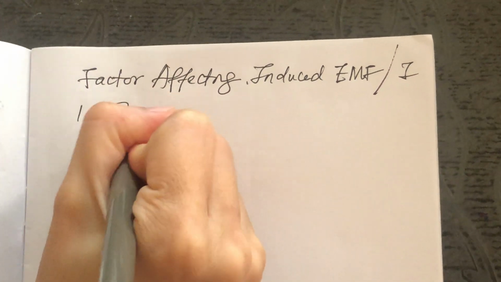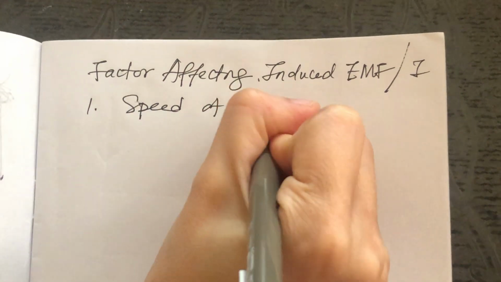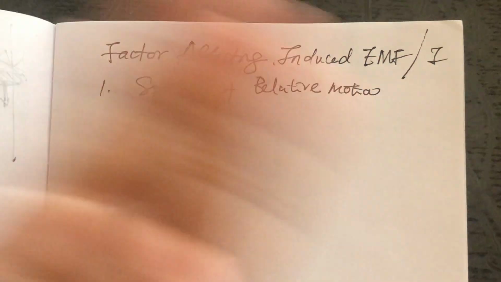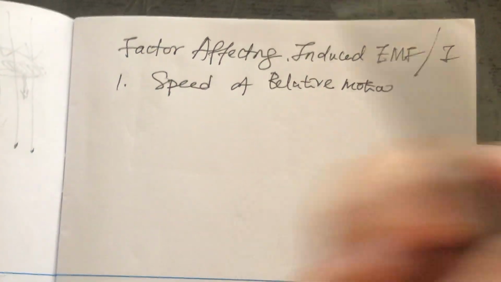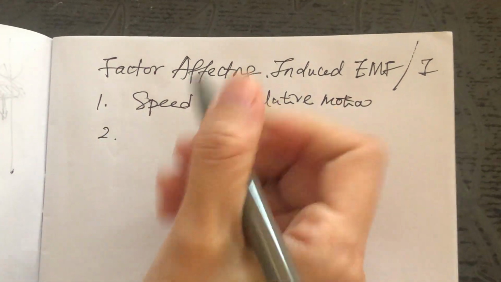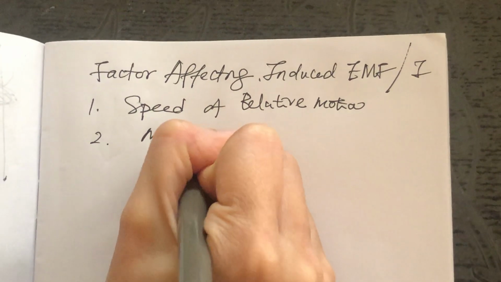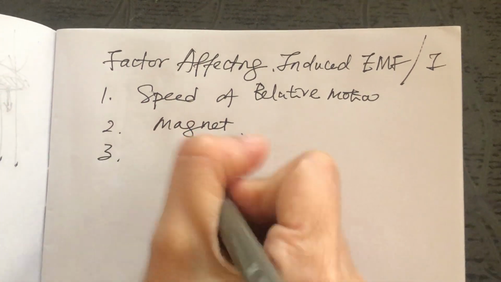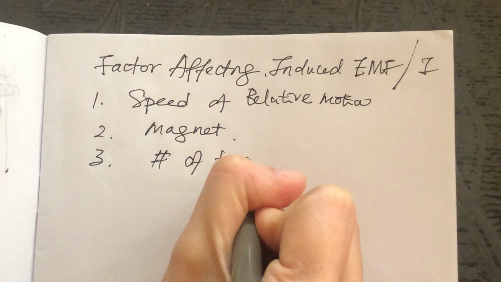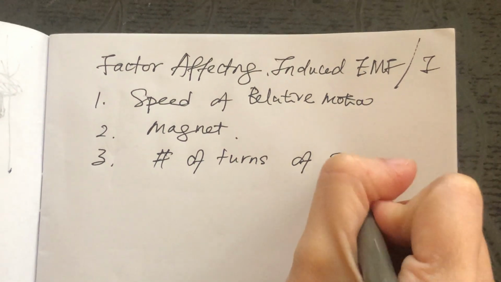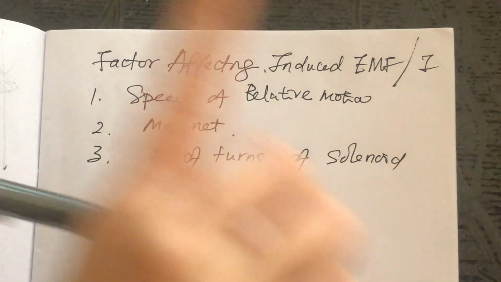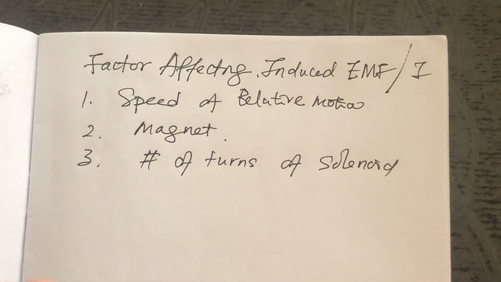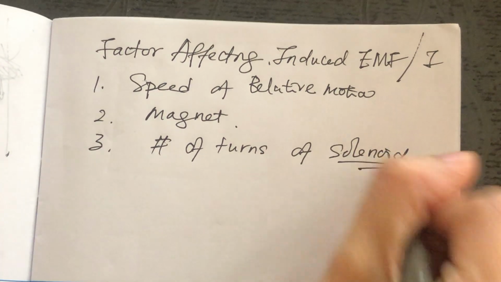First, of course, the speed of relative motion. If you cut through the magnetic field lines more, you will produce more induced current. Second is the strength of the magnet. So we use a stronger magnet. If you use a stronger magnet, you have more lines to cut. And then number 3 will be the number of turns of the solenoid. Solenoid is the whole loops. We don't use one wire to cut the magnetic field lines. It is not efficient, so we actually use loops.